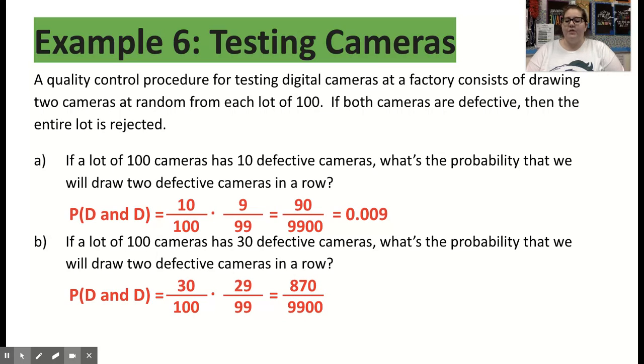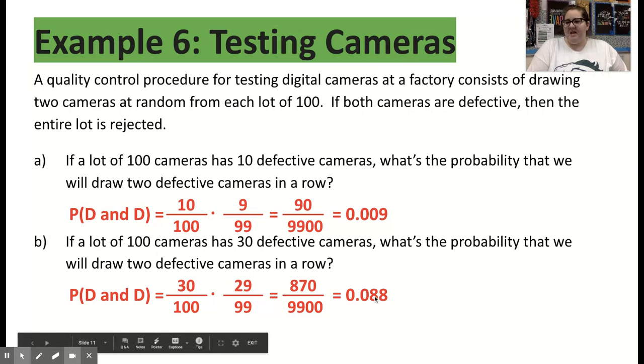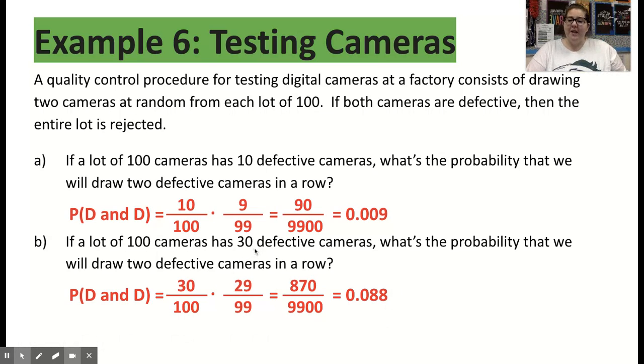And that comes out to 870 over 9900, which is 0.088. Still not a huge chance, but it's definitely a lot bigger of a chance. It's about 9% chance, whereas this is less than 1% chance. So we've definitely grown a lot in the probability of picking 2 defective cameras in a row, which would mean that we reject the entire lot.